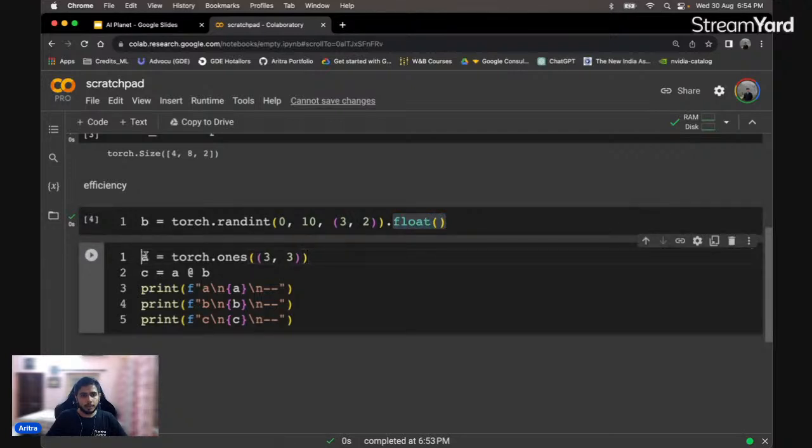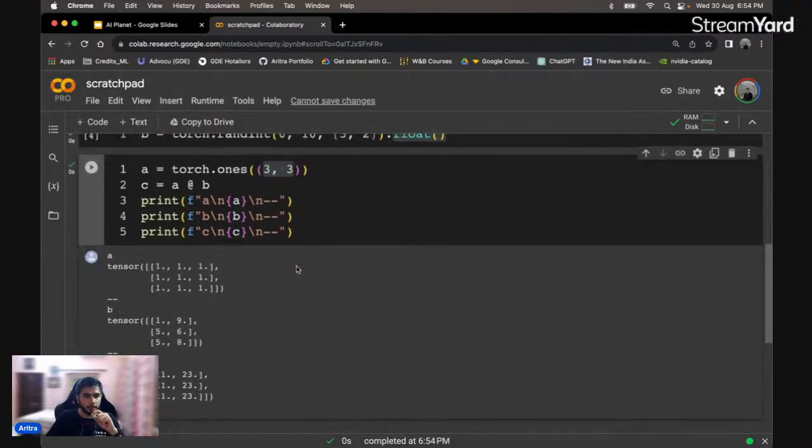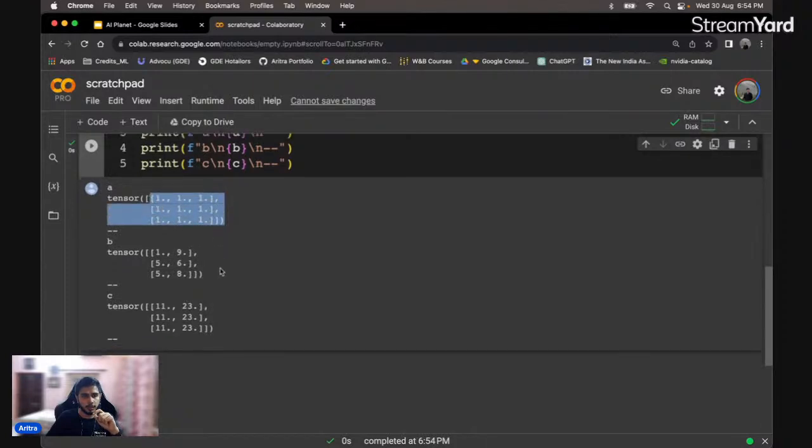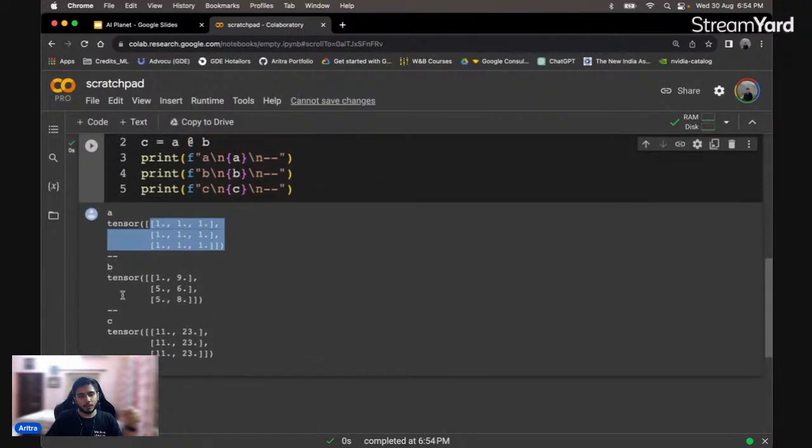I also have a matrix, a tensor A, which is just ones of shape 3 cross 3. Once I do this, you'll see that A is all ones, 3 cross 3, B is a randint tensor with the shape of 3 cross 2, that is 3 rows, 2 columns. And C is an interesting tensor which holds A matrix multiplied with B.